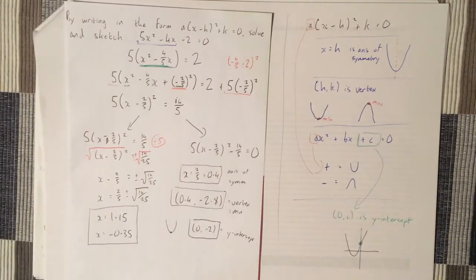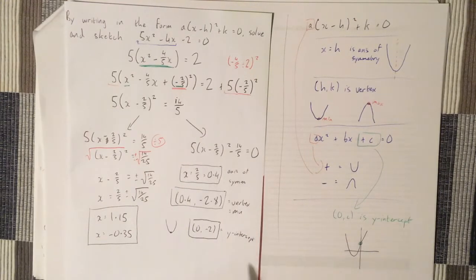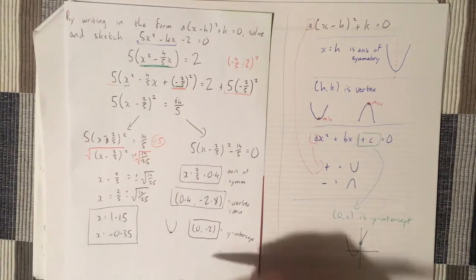Alright, so that's all the information I need to graph it. Again, if I wasn't sure about the signs of stuff here, should they be positive or should they be negative, once there are two roots, once there are two solutions, that makes your job that little bit easier.